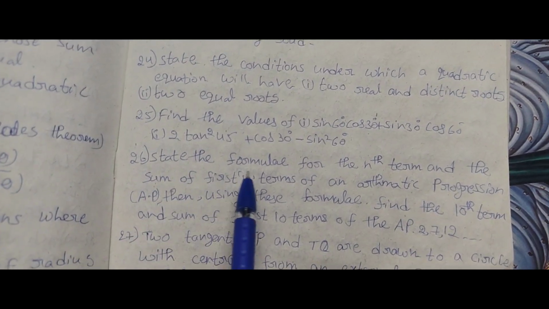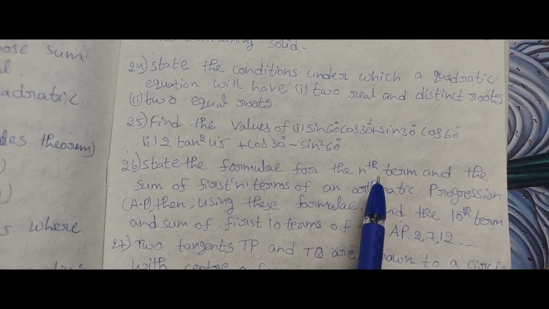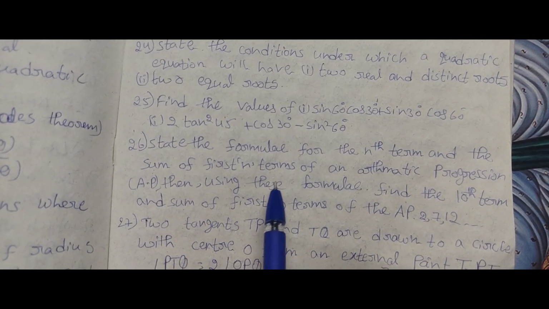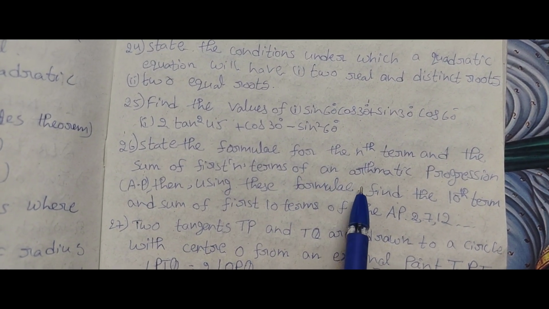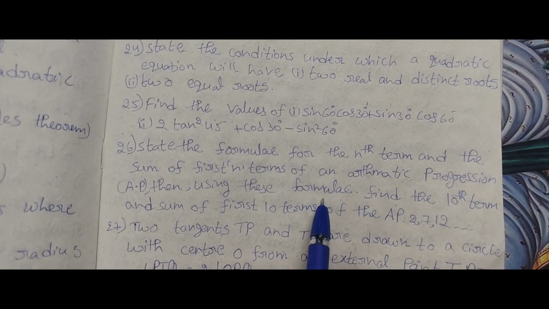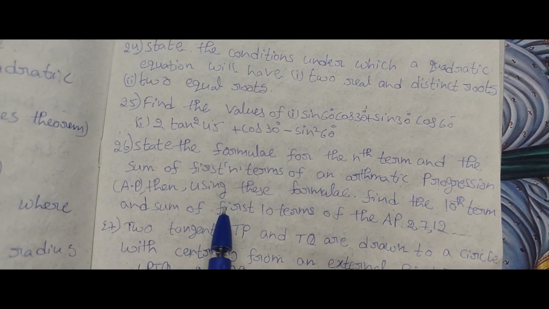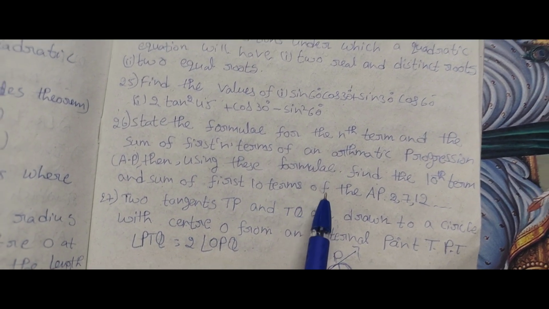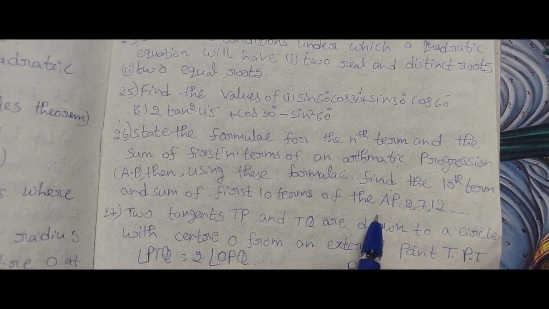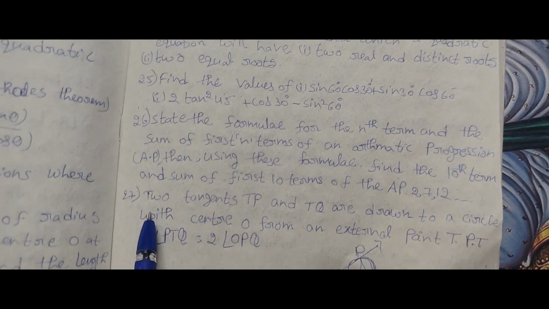26th question. State the formula for the nth term and the sum of the first n terms of an arithmetic progression. Then, using the formula, find the 10th term and the sum of 10 terms of the AP 2, 7, 12, and so on.